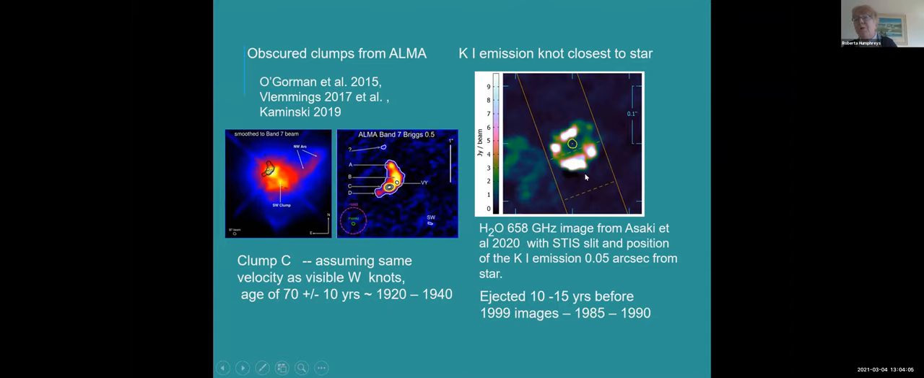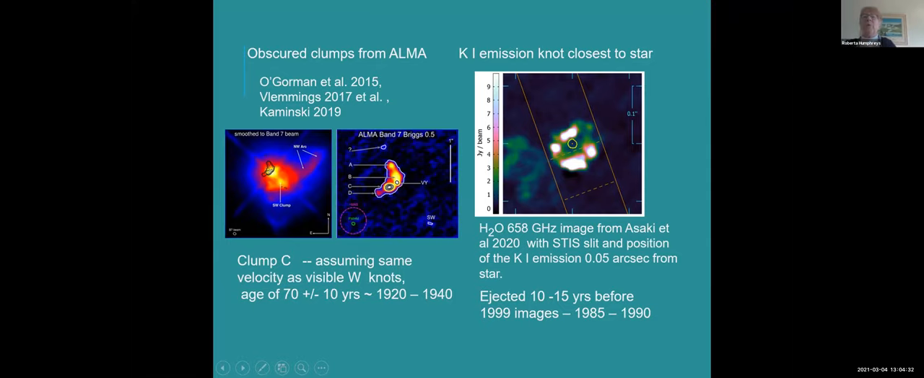1940. There was also another small potassium one emission on the slit quite close to the star, which again, assuming the same outflow velocity as the knots, we get an age for that emission feature, again lacking any proper motions. But we get an age for that emission feature that places it more recently, in the late 20th century.